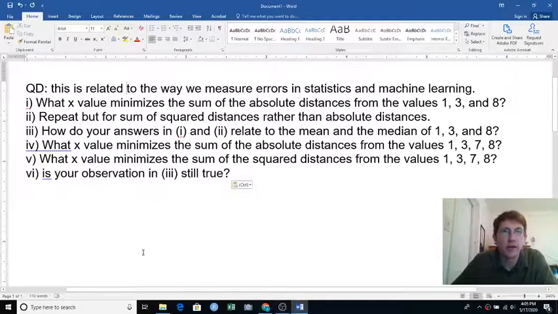Let's do a little more homework help. This is, I think, chapter 3.1, question D, thinking about the way we measure prediction errors in statistics and machine learning. So it starts out, what x value minimizes the sum of the absolute distances from the values 1, 3, and 8?